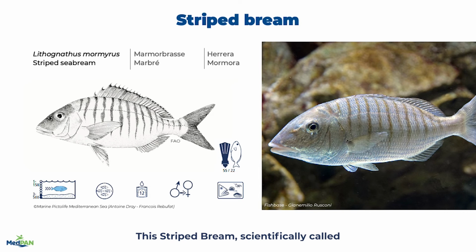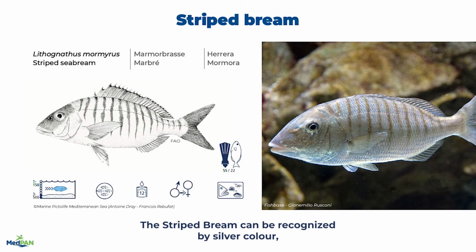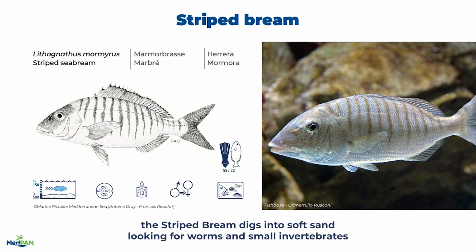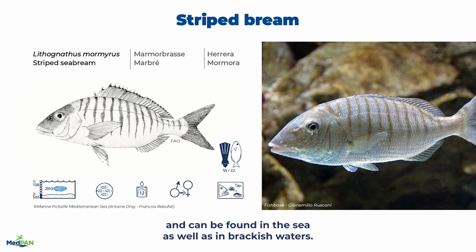The striped bream, scientifically called Lithognathus mormyrus, grows up to around 55 centimeters and is widely distributed throughout the Mediterranean. The striped bream can be recognized by its silver color with 13 to 15 distinct vertical light gold stripes and an obvious high curved lateral line. As a bottom feeder, the striped bream digs into soft sand looking for worms and small invertebrates and can be found in the sea as well as in brackish waters.